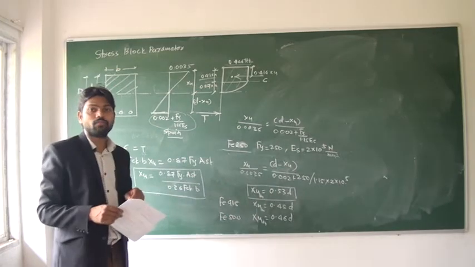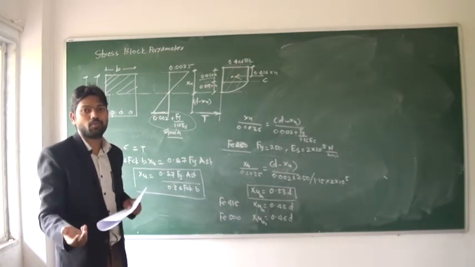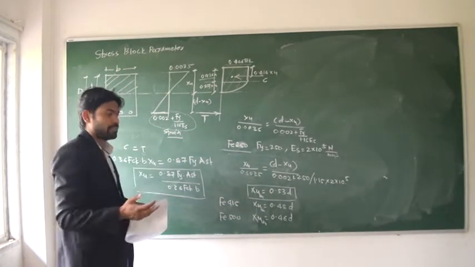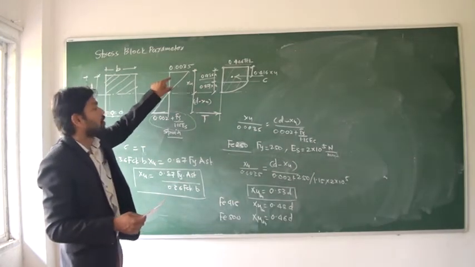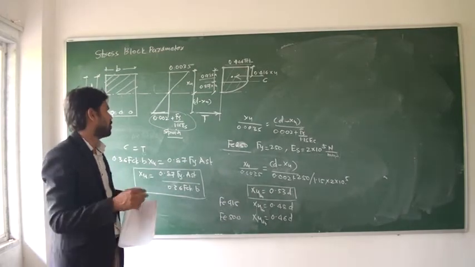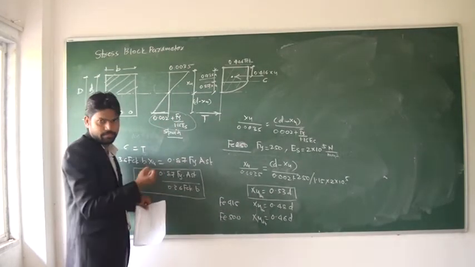So in that case, what will happen? As the reinforcement is much more than what is required for the balanced section, concrete will fail first because the strain in steel will be less.